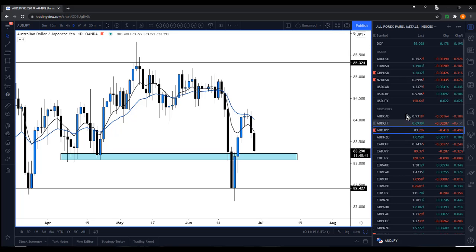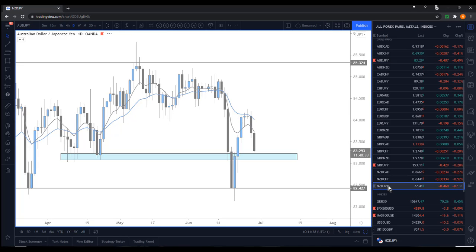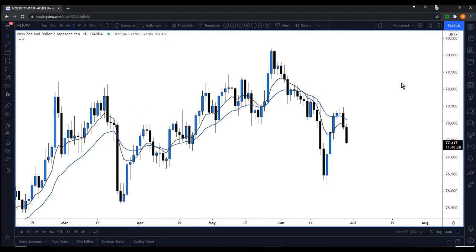So Aussie yen, we've got Aussie dollar dropping, Kiwi dollar dropping, Aussie yen dropping. We should be seeing Kiwi yen dropping as well. Where are we? Here we are. Again, very, very same scenario. We've seen that momentum change from buyers into sellers. So this is the kind of thing you've got to look out for. You're going to look for, okay, well, which way is the market moving?